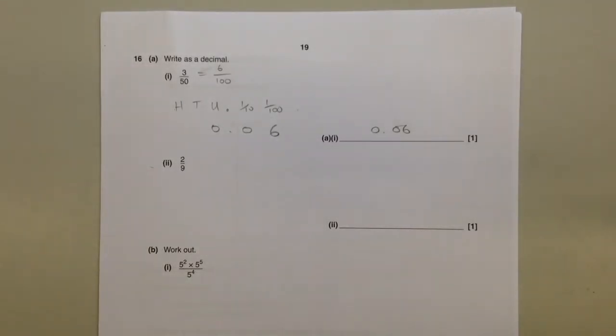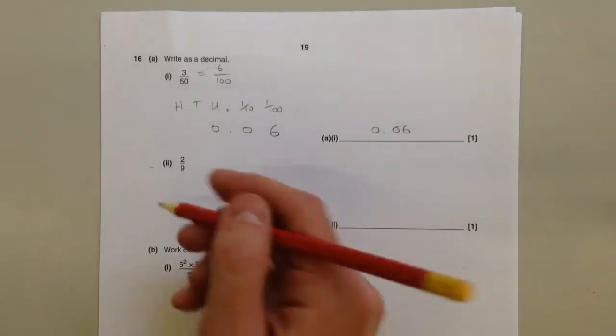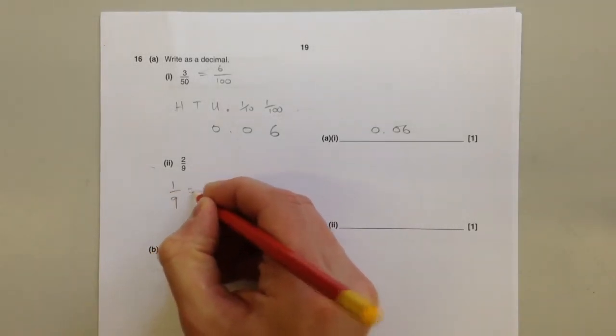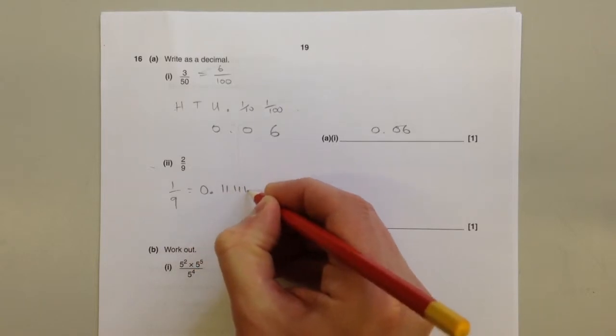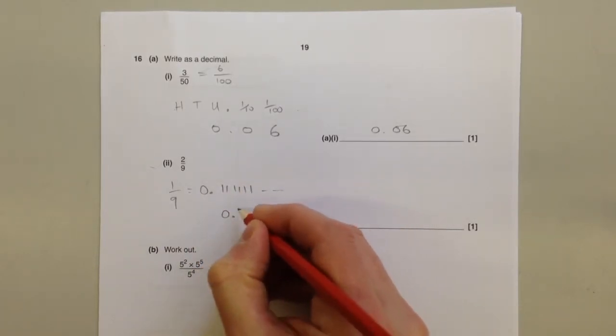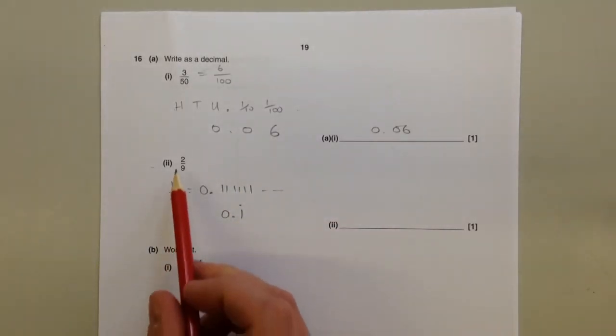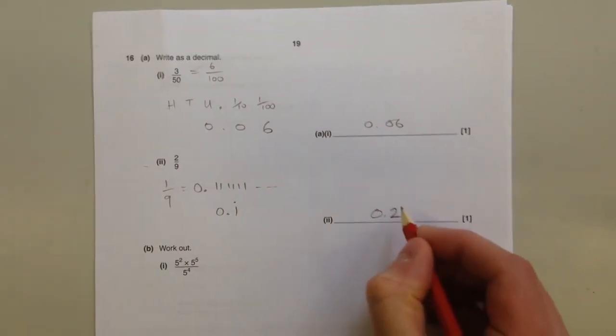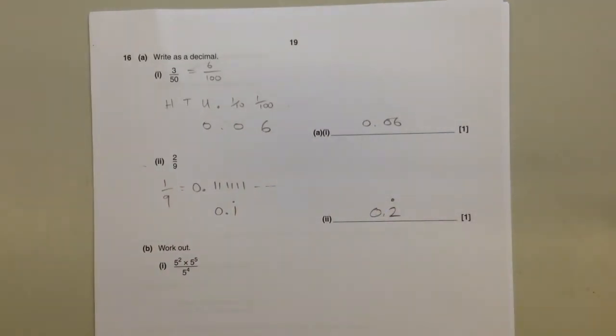Part 2, there's no easy way to do this using a similar method to above. It's not easy to turn this into a fraction with 10 or 100 on the bottom. If you can remember though that 1/9 is 0.11111 or 0.1 recurring, then 2/9 is just double that, which is 0.2 recurring.